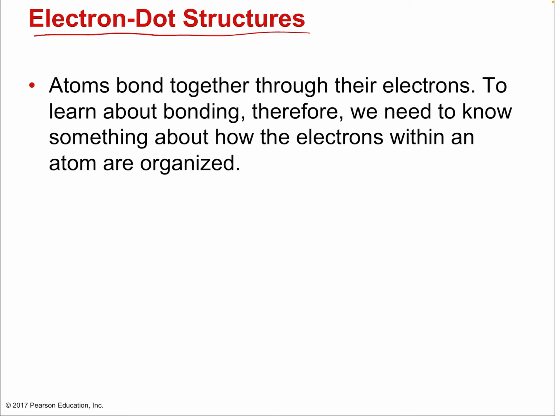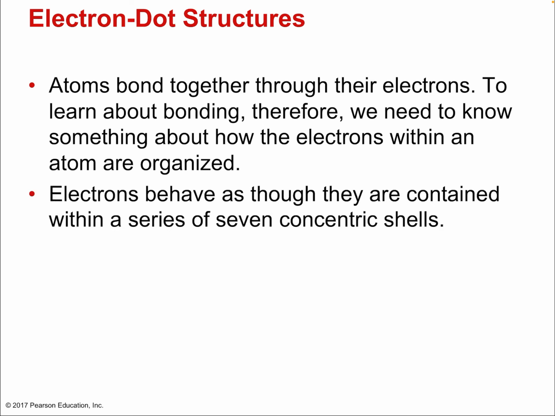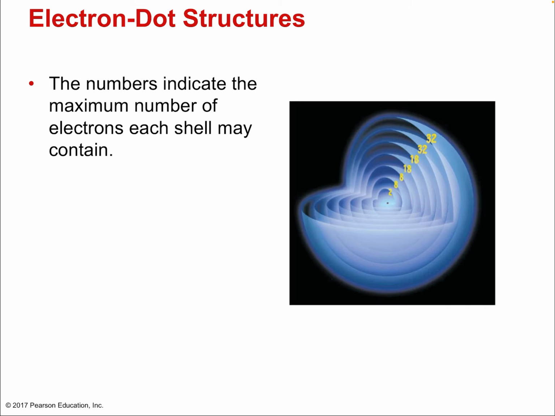Simply put, the nucleus plays no role in holding atoms together, truly. To learn about bonding, therefore, we need to know something about how the electrons within an atom are organized, okay? Again, we don't care about the nucleus, all right? So, electrons behave as though they are contained within a series of 7 concentric shells. What does that mean?